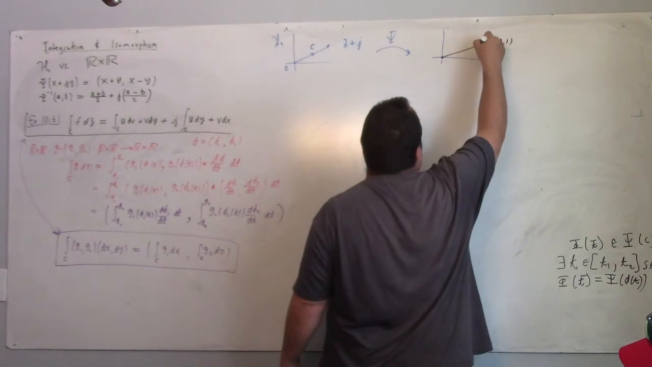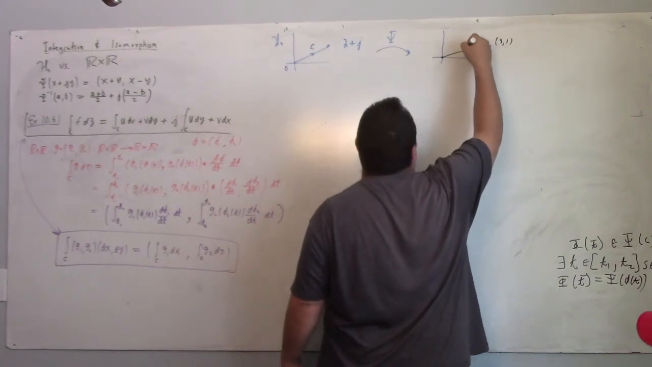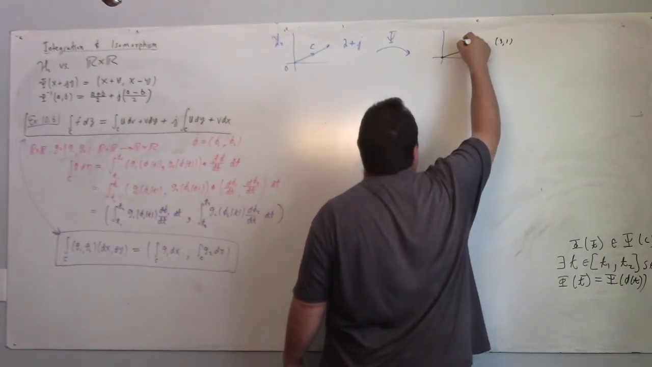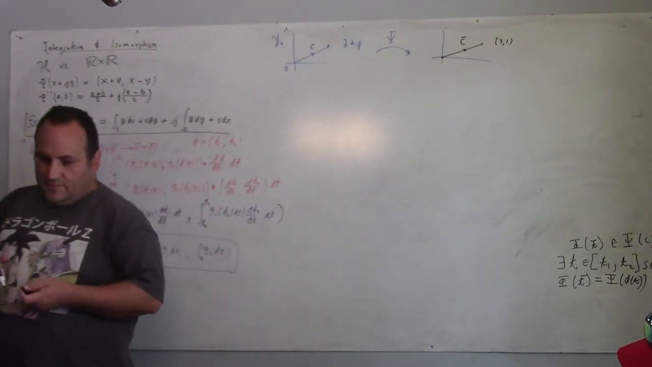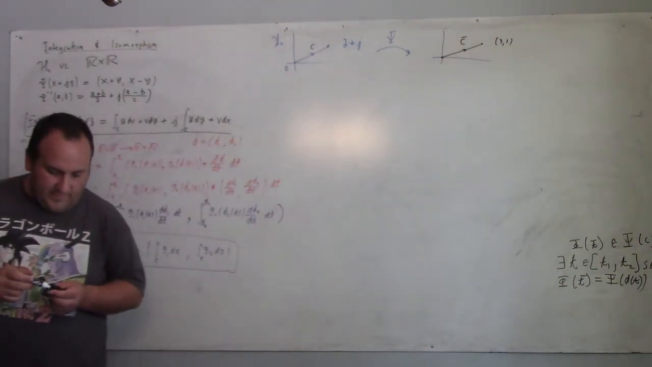Now, you just assumed that the image curve of C bar is a line. How did you know that?